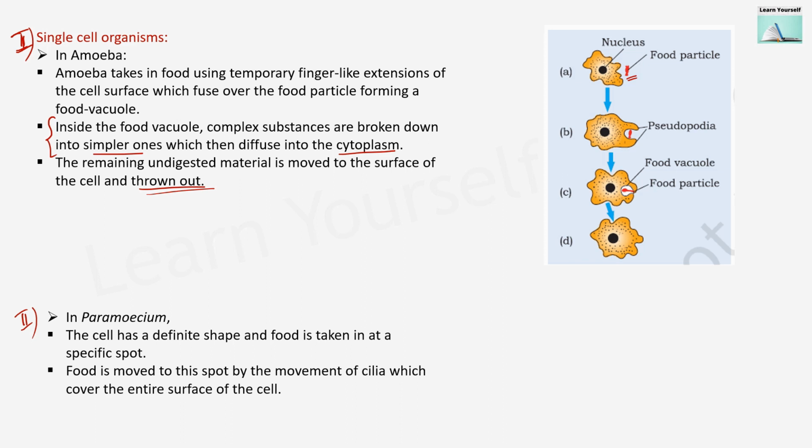Then second, in Paramecium, the cell has a definite shape and food is taken in at a specific spot. Food is moved to this spot by the movement of cilia, which cover the entire surface of the cell. So this is our Paramecium, and this is the structure of cilia. So via cilia they take the food particle to a specific spot, and from there they absorb it.